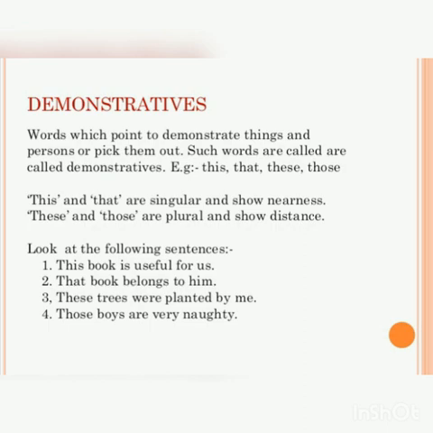Now look at the following sentences here. This book is useful for us. That book belongs to him. These trees were planted by me. Those boys are very naughty. तो आप देखेंगे यहाँ demonstratives जो हैं बेटा वो ये 4 words हैं this, that, these and those. जब कोई सामान आपके बिल्कुल पास रखा है और आप उसको पॉइंट आउट कर रहे हैं, तब आप दिस एंड दीज यूज कर सकते हैं.